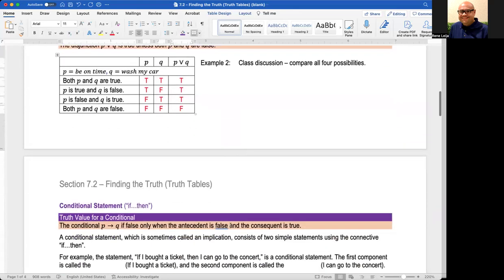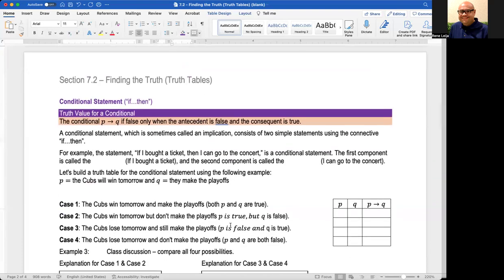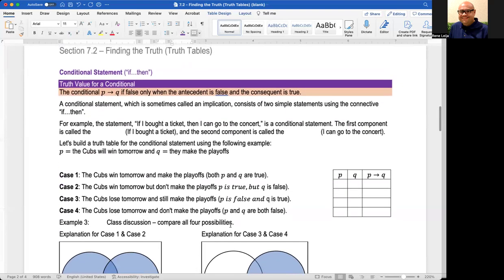Okay, now this is the fun one. So the conditional statement, our if then statements. At first it's kind of tricky to understand, but once you look at the Venn diagram, it makes a whole lot of sense. A conditional statement, which is sometimes called an implication, consists of 2 simple statements using the connective if then. So for example, if I bought a ticket, then I can go to the concert. That is a conditional statement.